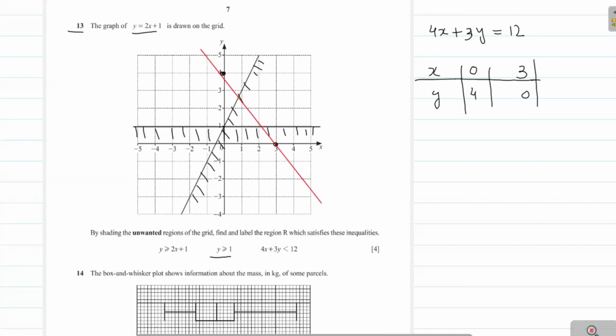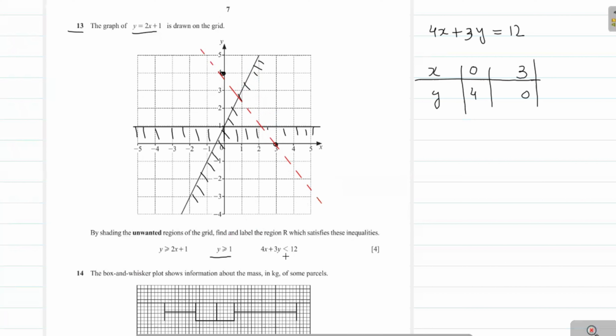Now we have to mark the inequality. You see here the inequality is less than 12. Therefore, we will draw the dotted line here, and this is the dotted line. This dotted line shows that it is 4x plus 3y less than 12. Therefore, the downward region will be the required region, the wanted region.